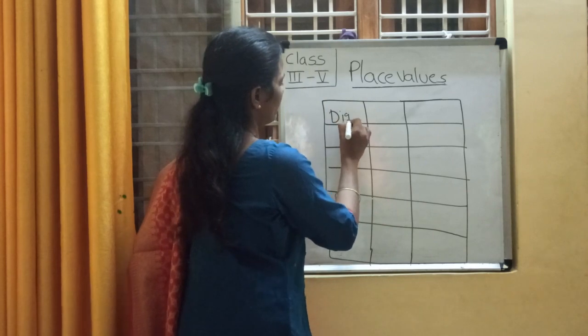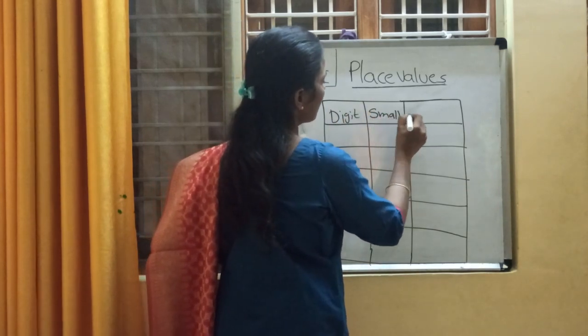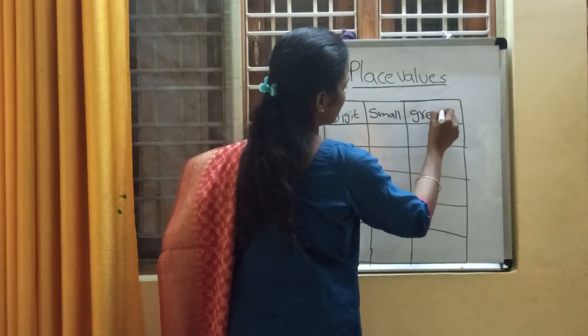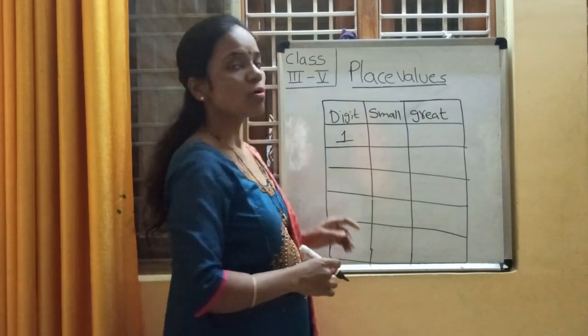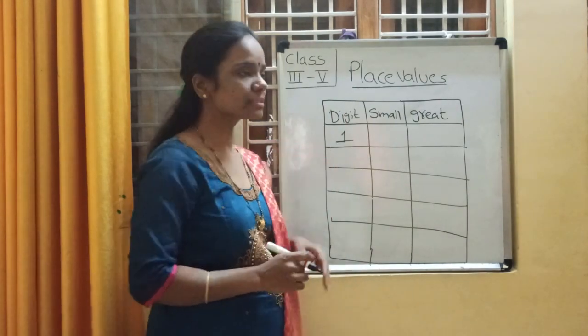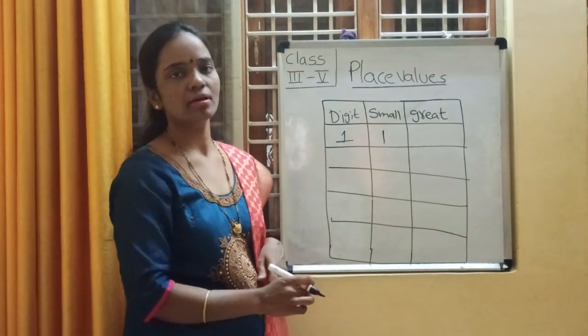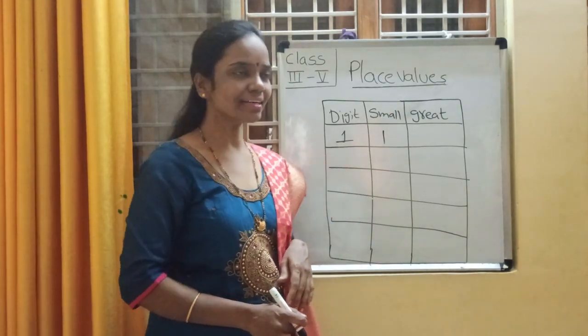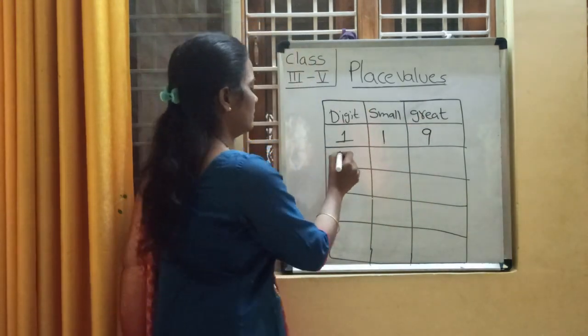Digit, smallest, greatest. Great means greatest number. Now take 1-digit number first. What is the smallest 1-digit number? 1. 1 is the smallest 1-digit number. What is the greatest 1-digit number? 9. 9 is the greatest 1-digit number.